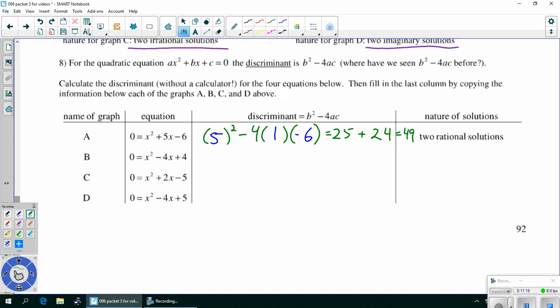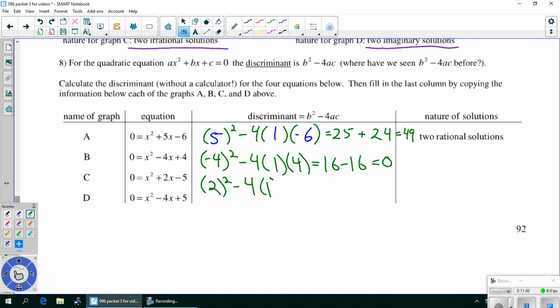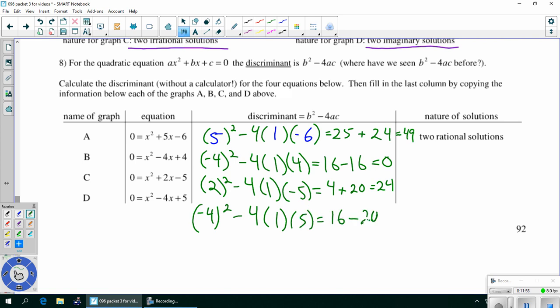Okay, let's try these other ones. We'll do them quicker. The next one, b squared, negative 4 squared minus 4 times 1 times positive 4. 16 minus 16 is 0. That's the discriminant for that quadratic. Next one, 2 squared minus 4 times 1 times negative 5, which is 4, and then 2 minuses make a plus, and that's 20. So 24 is the discriminant here. And then the last one, negative 4 squared minus 4 times 1 times 5. 16 minus 20, negative 4.